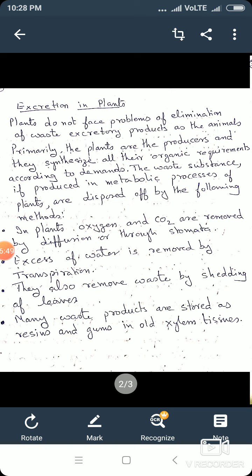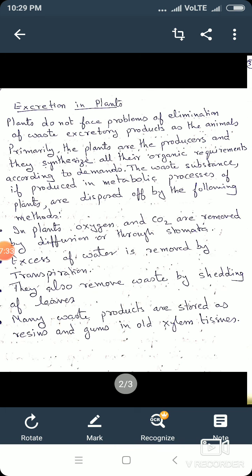The waste substances, if produced in metabolic process of plants, are disposed of by the following methods. Now, how they are disposing of their waste product, point-wise, I will let you know. In plants, oxygen and carbon dioxide are removed by diffusion or through stomata. We all know that during photosynthesis, oxygen is the byproduct, and during respiration, carbon dioxide is the byproduct. So they are removed from the plant by the method of diffusion.